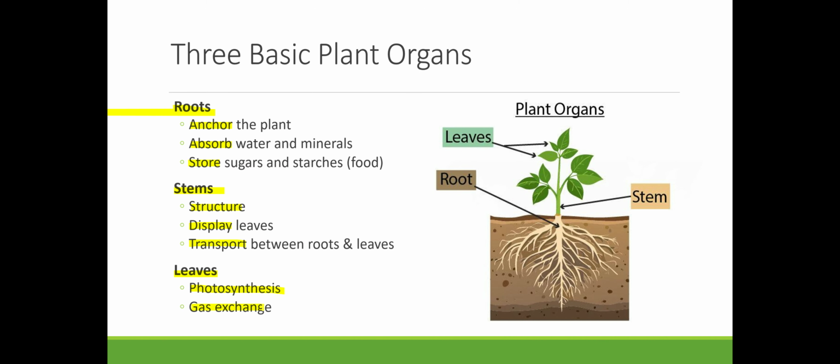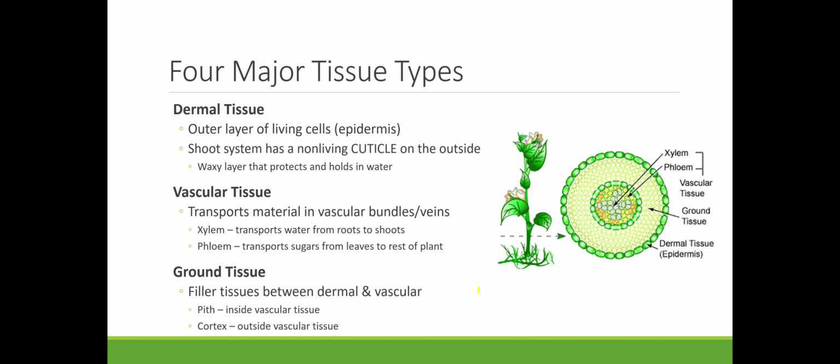And then also present in the leaves are little tiny holes that allow for gas exchange. And so we know that the plant needs carbon dioxide for photosynthesis. It also releases oxygen in photosynthesis. And then just like we do cell respiration, so do the plants. So we're going to have an exchange of those gases, carbon dioxide and oxygen, and that's going to occur through these little tiny holes on the underside of leaves.